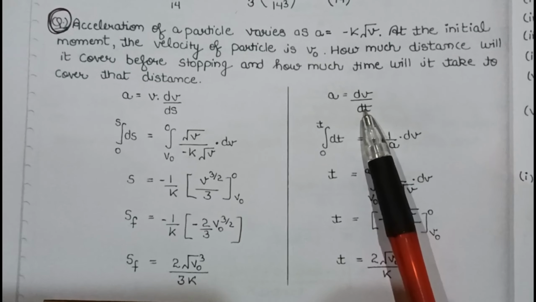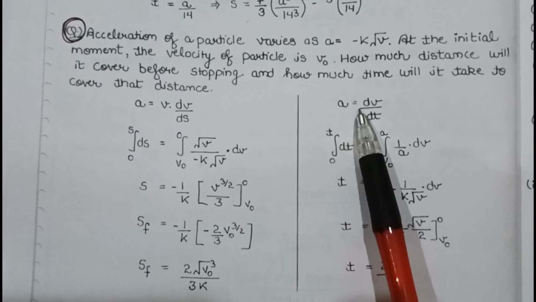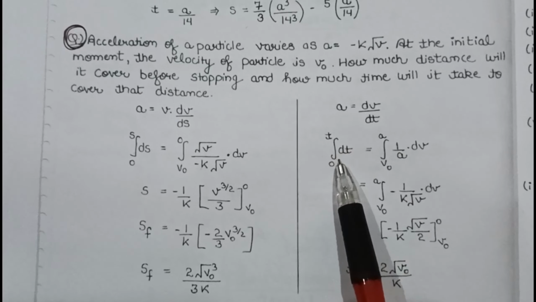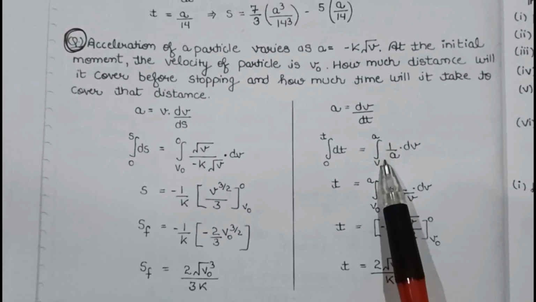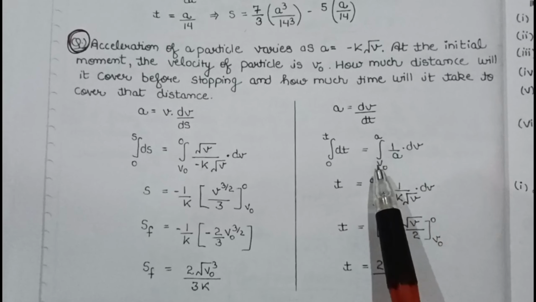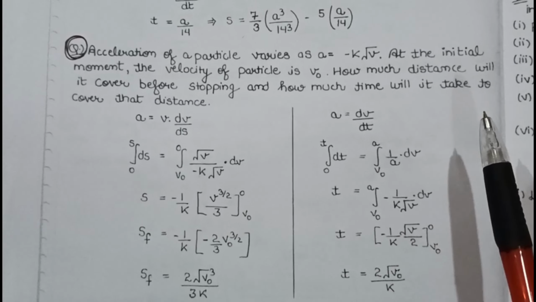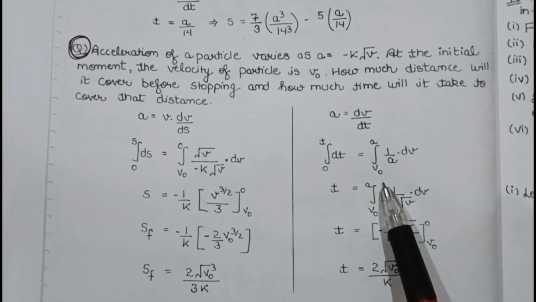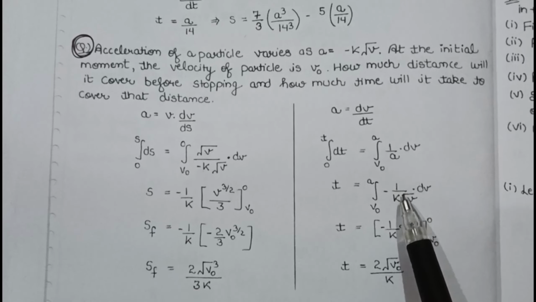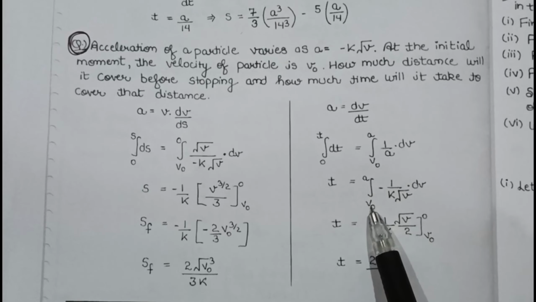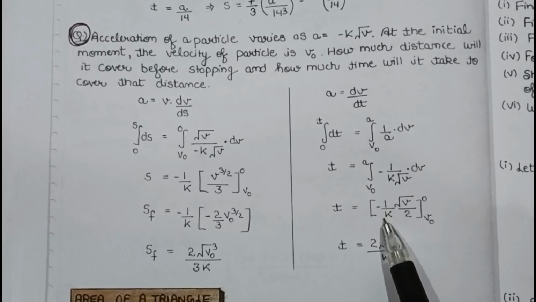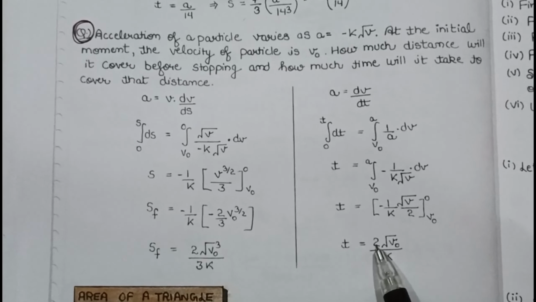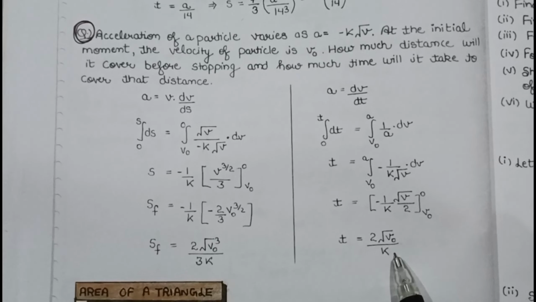Now we jump to the next part of this question, that is a is equal to dv by dt. Integrating dt on the left hand side from 0 to t equates to integration of 1 by a·dv from v naught to 0. T is equal to integration of minus of 1 by k under root v·dv from v naught to 0. T is equal to minus of 1 by k under root v upon 2 ranging from v naught to 0. T is equal to 2 into under root of v naught upon k.